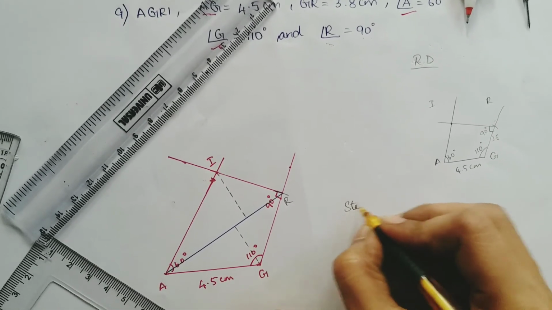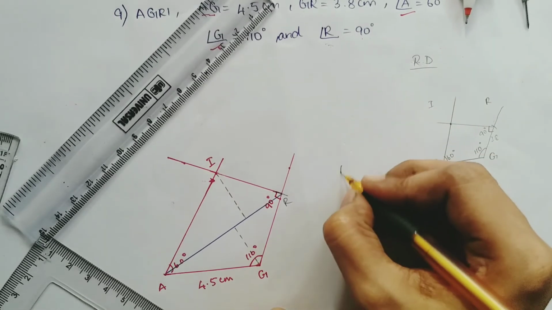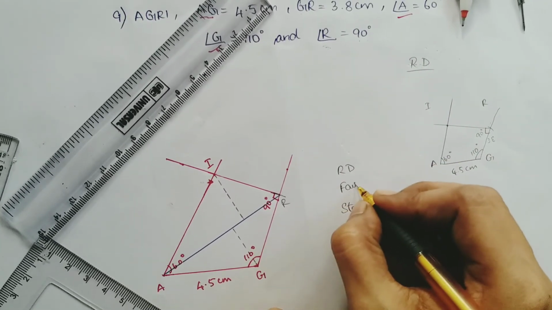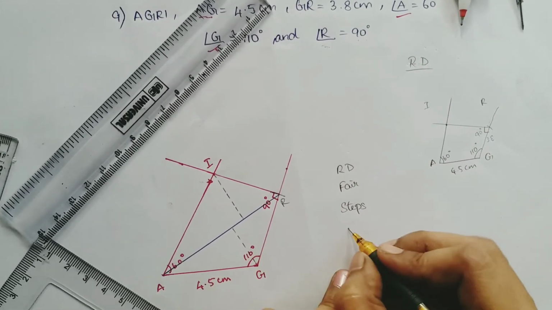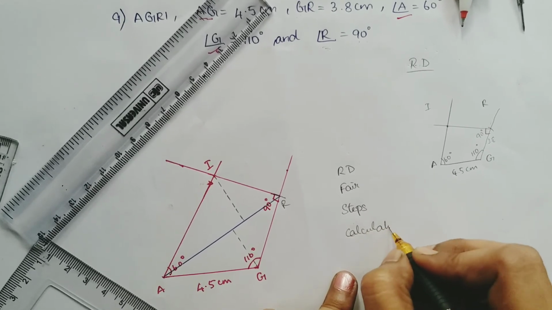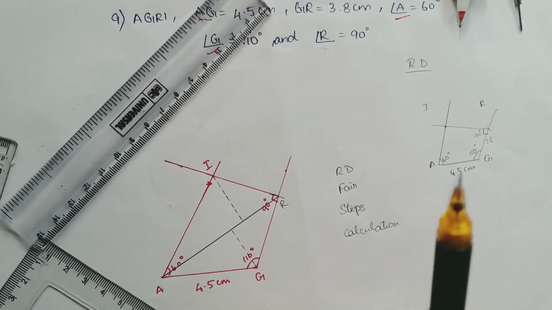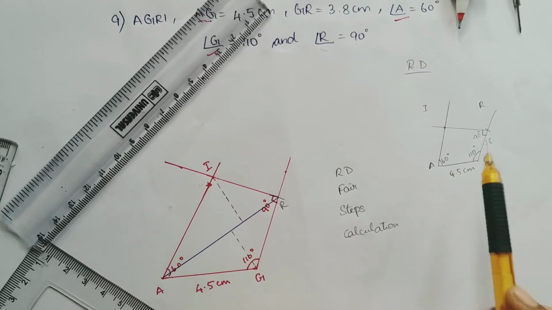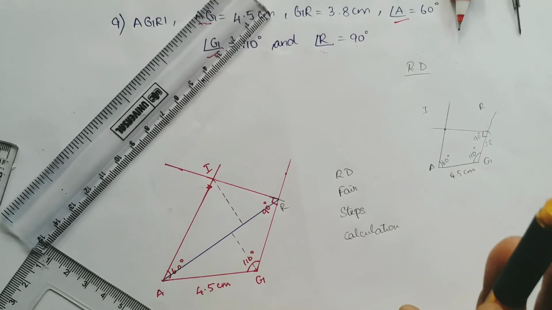So first one is rough diagram, FAR diagram, then steps, and then calculation, and everything should be written using a pencil. Okay, for all the lines a scale should be used. Clear children?